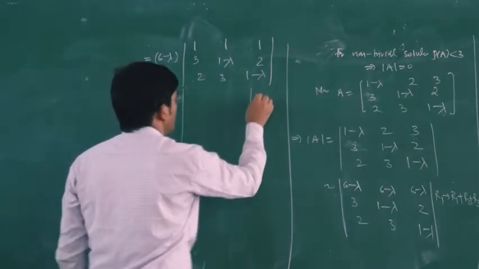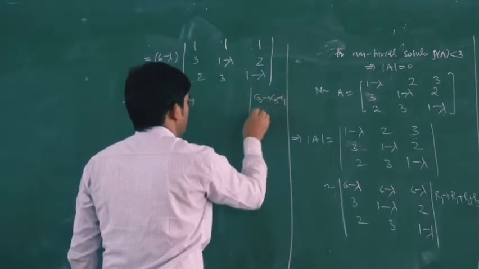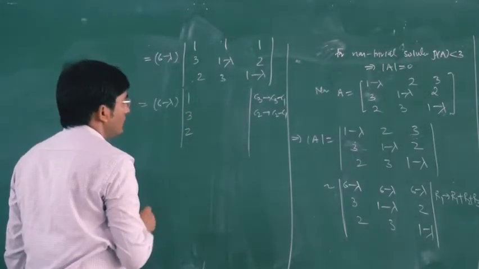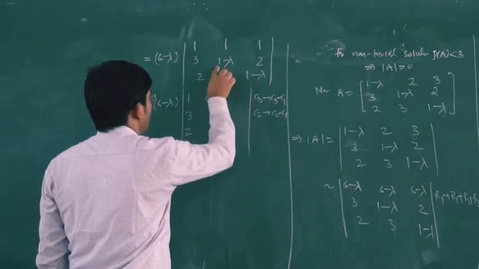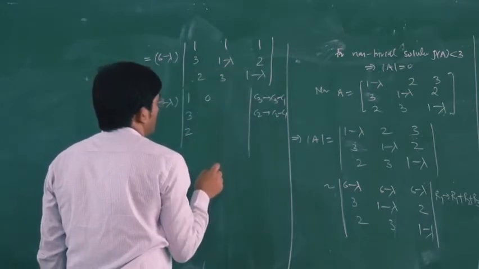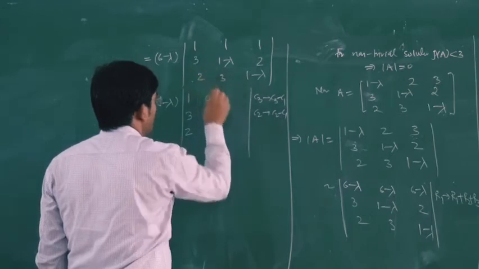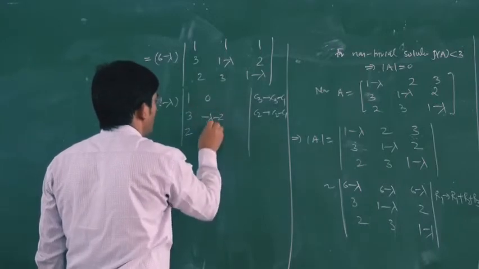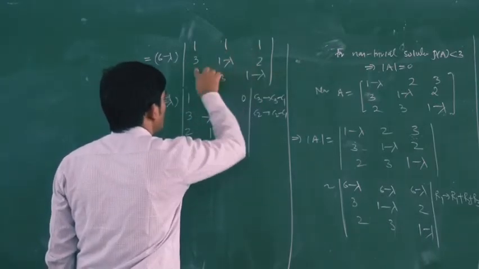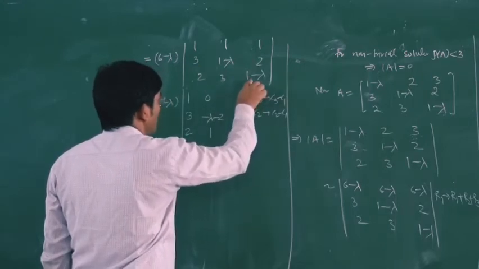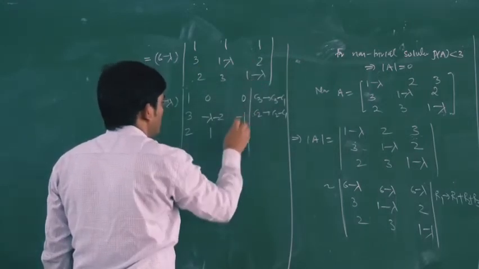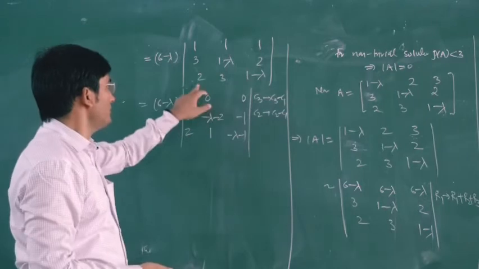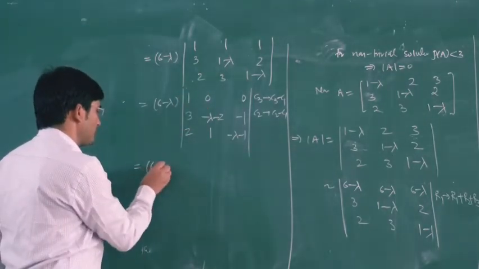Now this is equal to 6 minus lambda. Now your C3 minus C1 and C2 minus C1 implies that 1, 3, 2. Then this minus this will give you 0. 1 minus lambda minus 3 will be your minus lambda minus 2. Then 3 minus 2 will be 1. 1 minus 1 will be 0, 2 minus 3 will be your minus 1, then this will be your minus 1 minus lambda. So this is equal to 6 minus lambda.